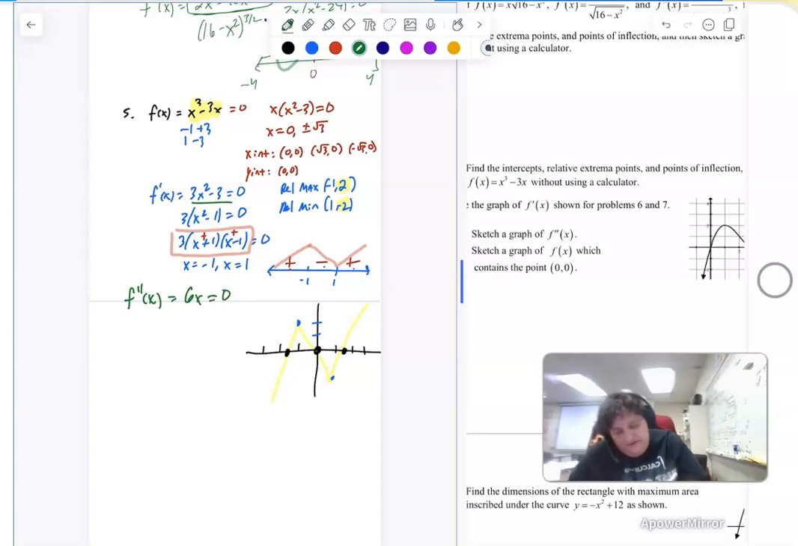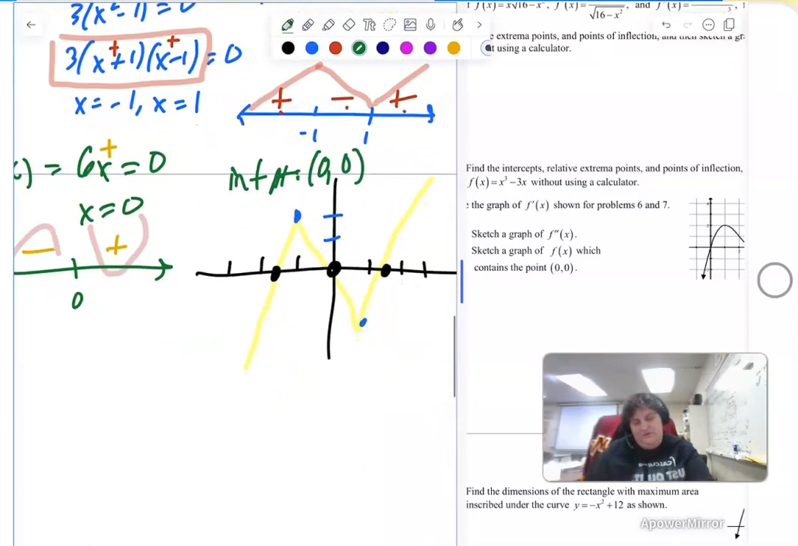I just get 6x, which equals 0 at 0. And then that's a pretty easy one to do. If I plug in a negative, I get negative. If I plug in a positive, I get positive. So this goes concave down, concave up. And I have an inflection point at 0, 0 when I plug that in. Sort of makes sense to me because that's what I was thinking that this was going to look like, right? Because it's going to go concave down, concave up.